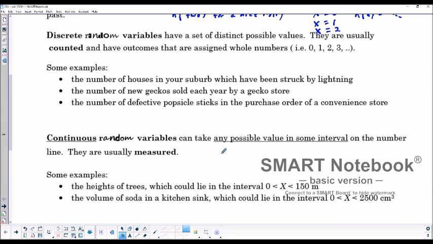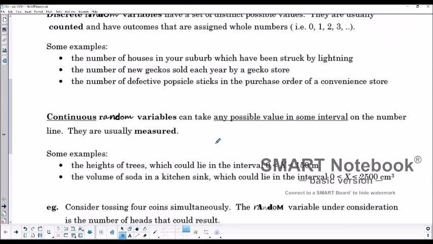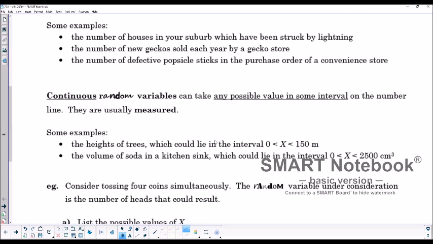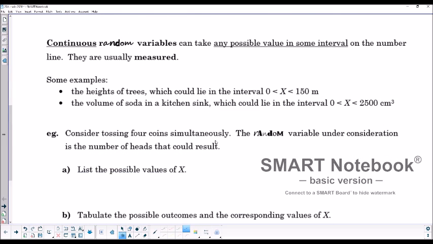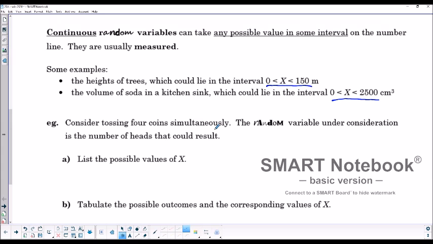A continuous random variable is one that can take any possible value on an interval. They're usually measured values. So heights of trees, for example. If you're measuring a height, it could be between 0 and 150 meters, depending on the height of the tree or the type of tree. The volume of soda in a kitchen sink, of course, could go some interval between 0 and, in this case, 2,500 cubic centimeters, or from 0 to 5 liters or something like that. So it's always some sort of an interval for continuous random variables. But we're going to be looking at discrete in this case in the next couple sections.